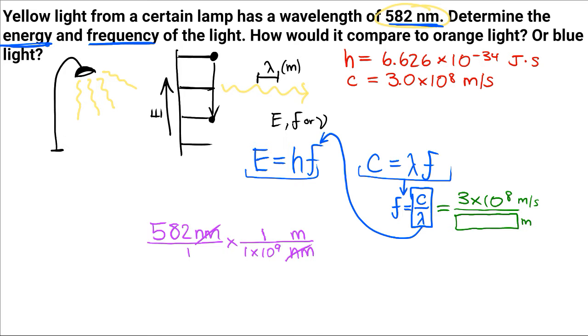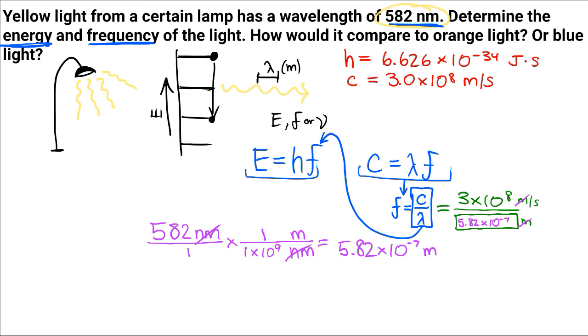When I do the math for this, I get 582 divided by 1 times 10 to the 9th. And I find out that 582 nanometers is equal to 5.82 times 10 to the negative 7th meters. So that's what I'm going to put here. 5.82 times 10 to the negative 7th meters. And you'll see that my meters will cancel, giving me an inverse second, which is my frequency.